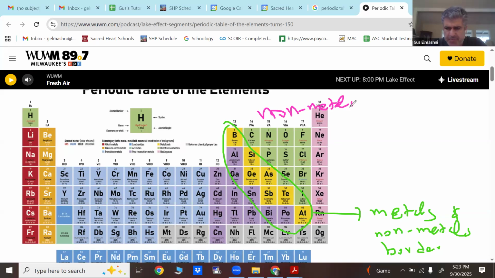So for example, oxygen, that would not be a metal, right? That's a gas. Or nitrogen. What about the ones on the border? We call them semiconductors or semimetals.